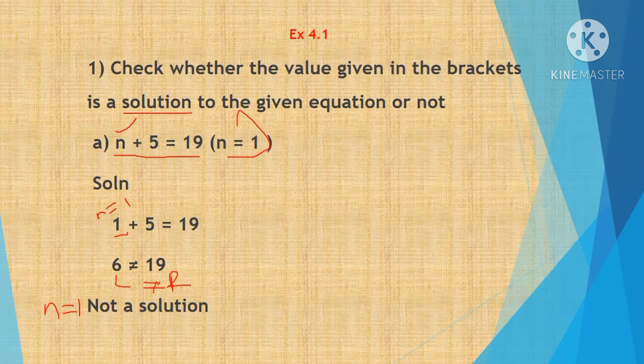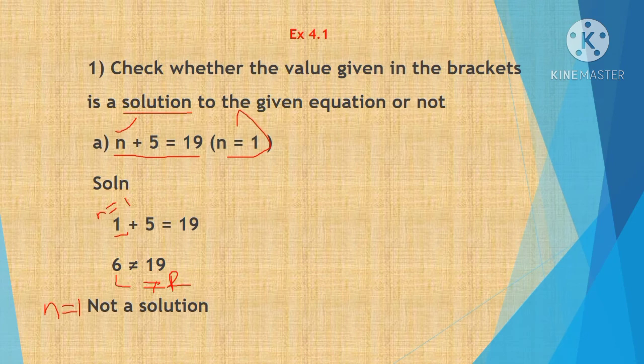So what is the solution, children? When you substitute the value in the place of that variable, you should get the left hand side equal to right hand side. If it is not equal, then we can say it is not a solution. So in the place of n, substitute 1. So we have written 1 plus, why we have written 1? Because n is equal to 1. That's why we have written 1 in the place of n.